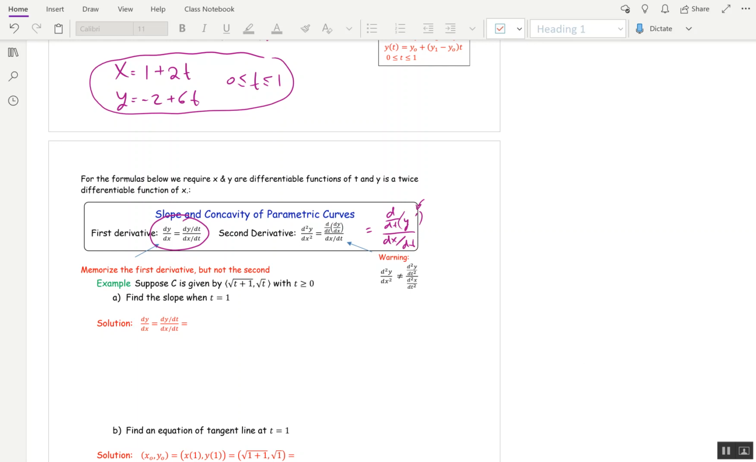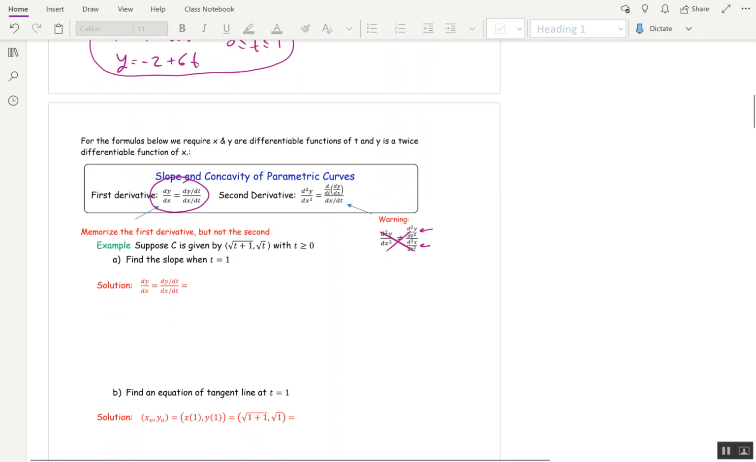Now you might think, if the first derivative is the first derivative dy/dt over the first derivative dx/dt, then for the second derivative I'll just put the second derivative, d squared y/dt squared, over the second derivative, d squared x/dt squared. But that's not the case. All right, so I think these formulas will make more sense when we use them.